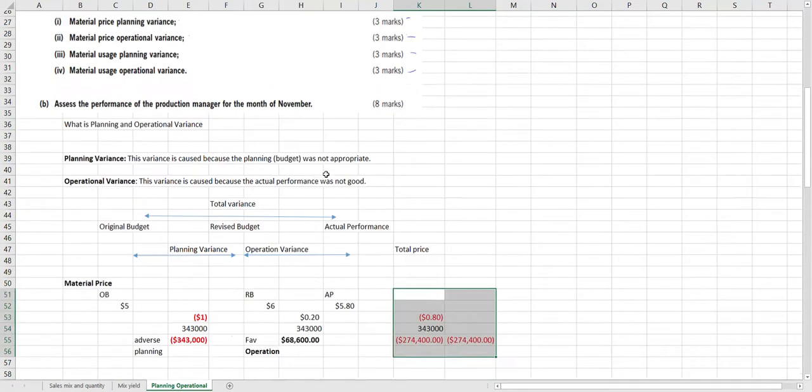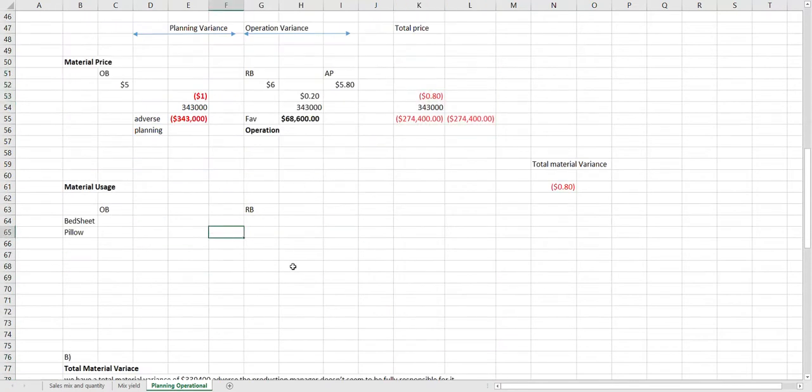Next, usage. Again, we look at the original budget and revised budget and actual performance. When we look at the original budget versus revised, that should give us planning, and when we look at the revised versus actual performance, that should give us operational variance.